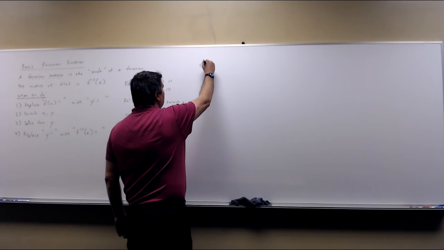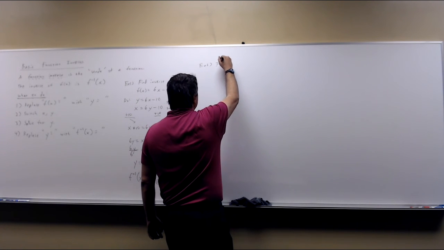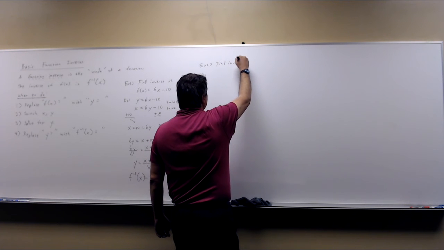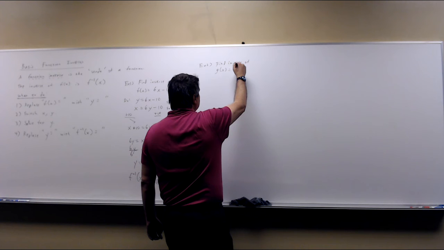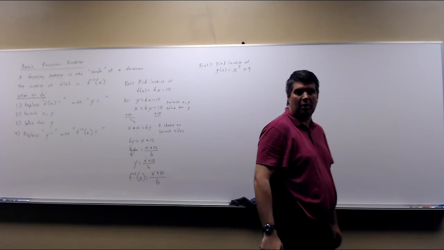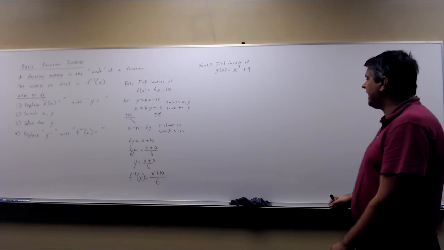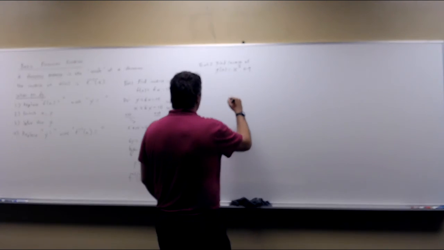Example 2 is find the inverse of g of x equals x cubed plus 9. All right? So that's the second example I was planning to do. All right, so here goes.